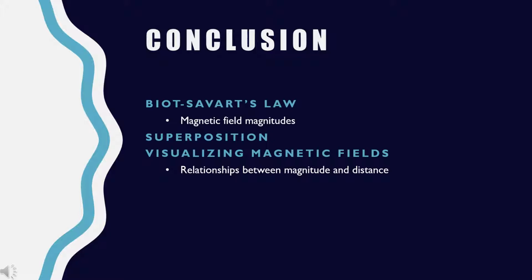Overall, this lab really focused on the applications of Biot-Savart's law and the relationship between magnitude of the magnetic field and distance of the observation location, as well as how the principle of superposition plays into summing up parts to calculate the net field. This lab also really helped me understand how to visualize a magnetic field and how to know the relative magnitude as well as what direction the field will be pointing in at a certain observation.